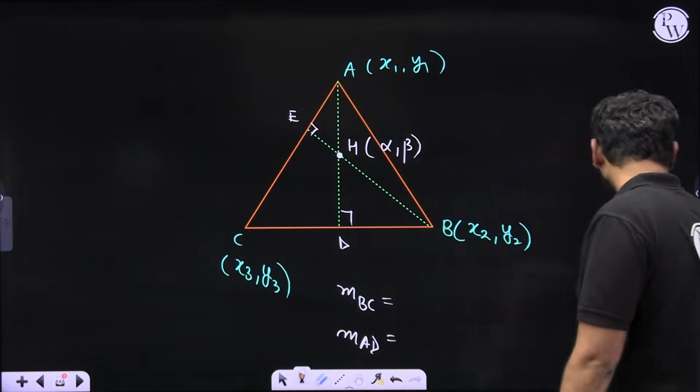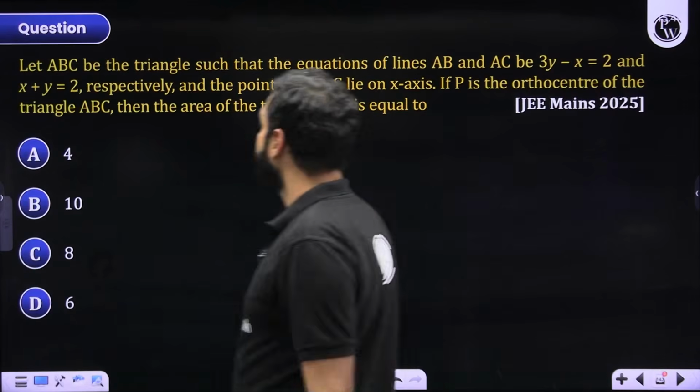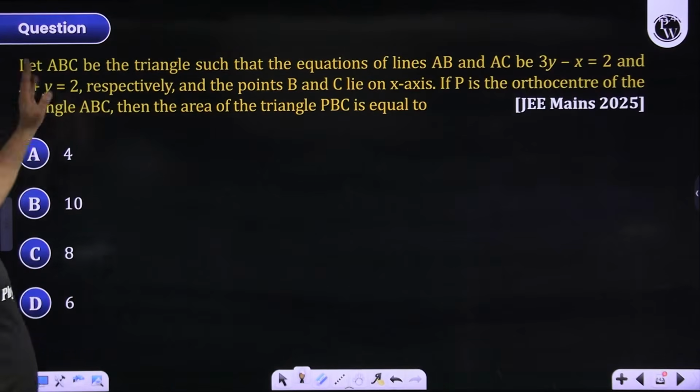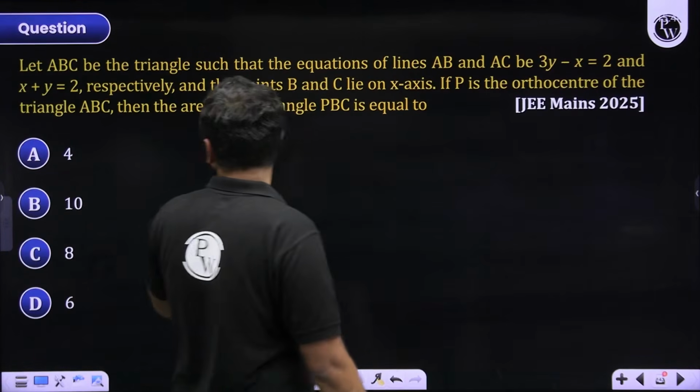Now, let us move ahead towards the next part here. Solve another question asked in JEE Maths in 2025. It says, ABC is a triangle such that the equations of the lines AB and AC are this and this.